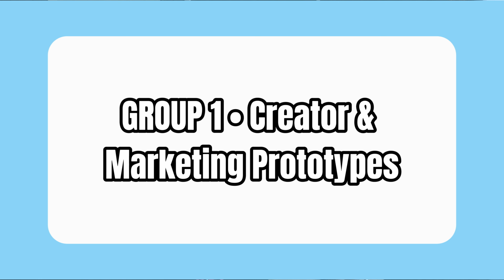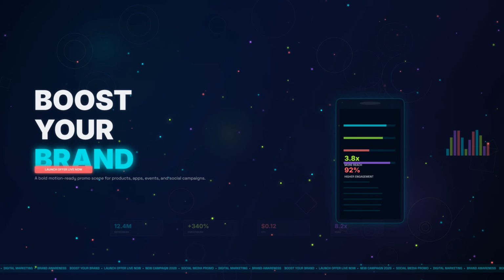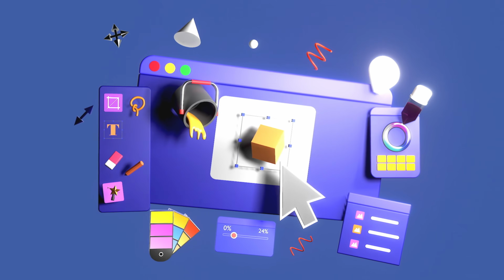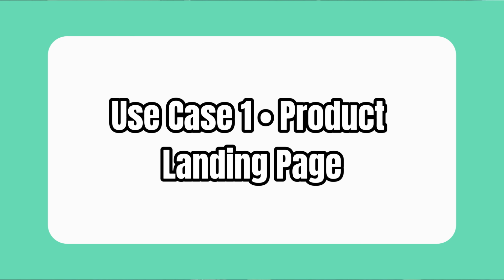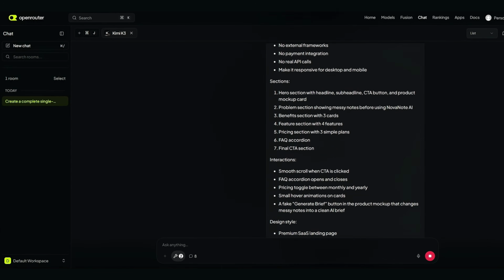This first group is about getting something useful on screen quickly. A landing page helps test a product idea, while a mini tool can support a repeated creator workflow. Both are good fits for this setup because they can run locally in the browser without a backend. For the first test, I asked Kimi to build a product landing page. I used this prompt to create the page.